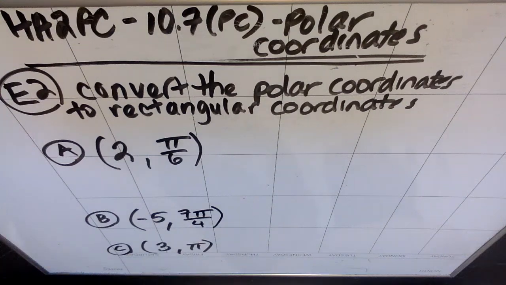Alright, this is Honors Algebra 2 Pre-Calculus. We're doing 10.7 in Pre-Calc, which is polar coordinates. So in example 2, we're going to convert the polar coordinates to rectangular coordinates.